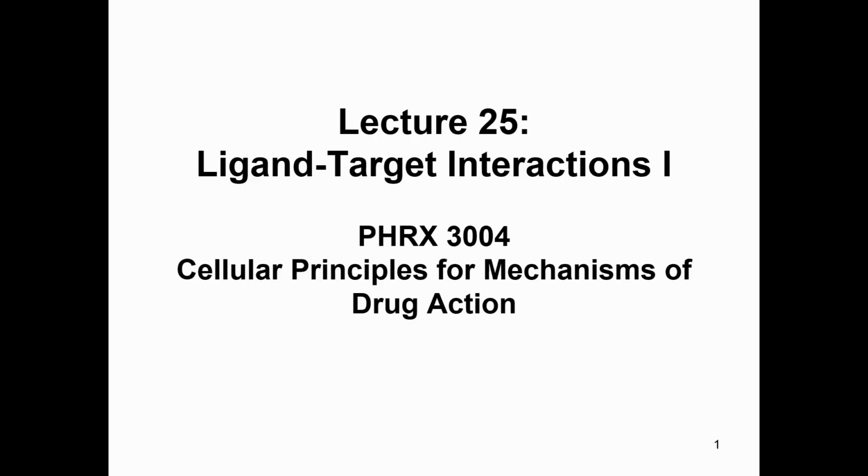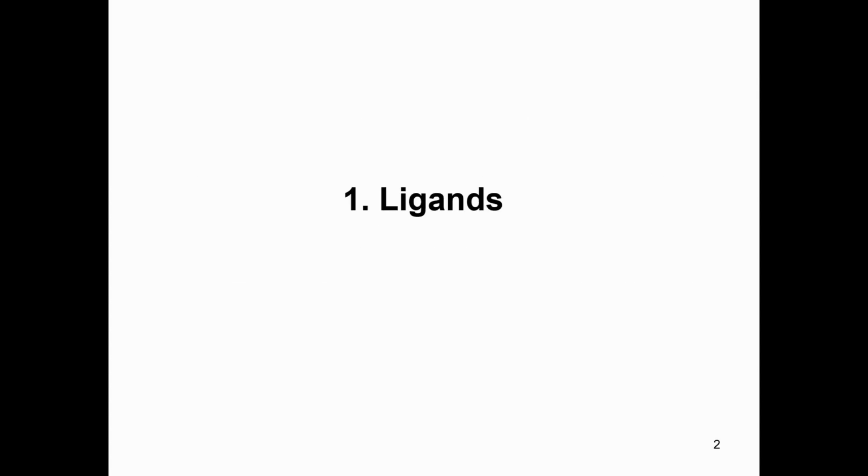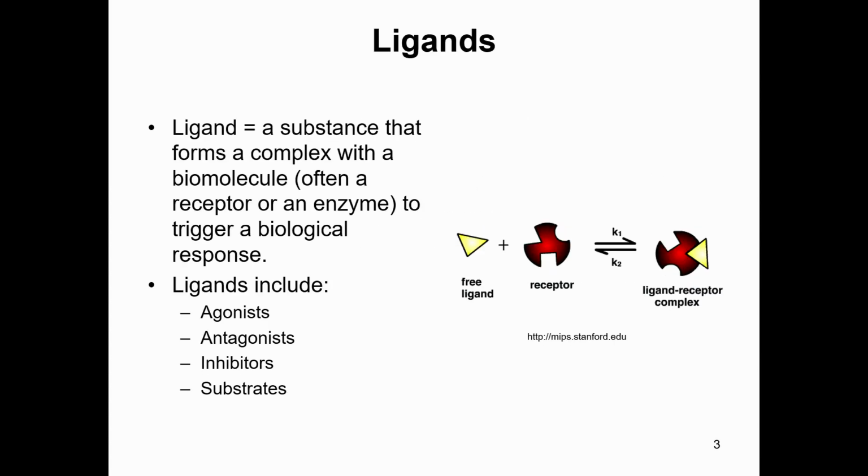So bear that in mind, that what we say today and Friday, when we talk about ligands, the principles apply to both exogenous ligands, which are drugs, or the endogenous ligand. And so all this stuff applies to both cases. Okay, so let's talk a little bit about ligands. A ligand is defined simply as a substance that forms a complex with a biomolecule that's in your body. Usually it's a receptor or an enzyme, for instance.